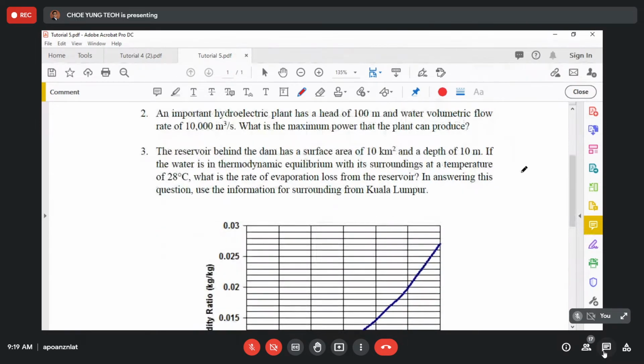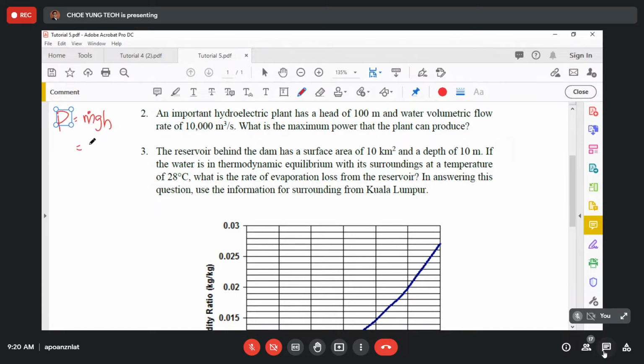Okay, number two. A hydroelectric plant has a head of 100 meters and a water volumetric flow rate of 10,000 meter cube per second. What is the maximum power that the plant can produce? Okay, I think this one is okay. We just calculate the total power of this power plant. So from the potential energy, we have mgh.